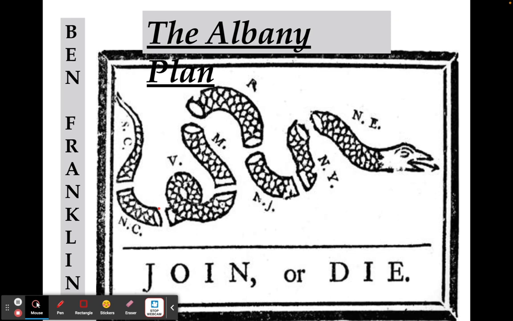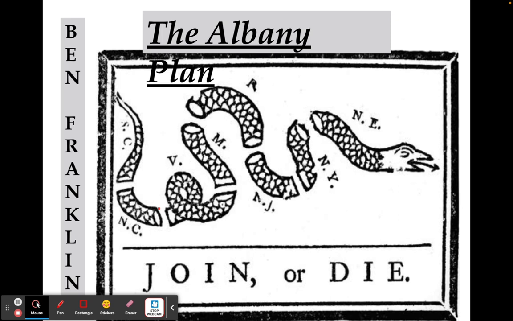But during the French and Indian War, there's a meeting in Albany, New York, where representatives from each of the 13 colonies get together and say, you know what, guys, we are all acting as separate places right now, and it would be really smart for us to join together and all fight against the French, and be a united group. So this doesn't end up happening, okay?